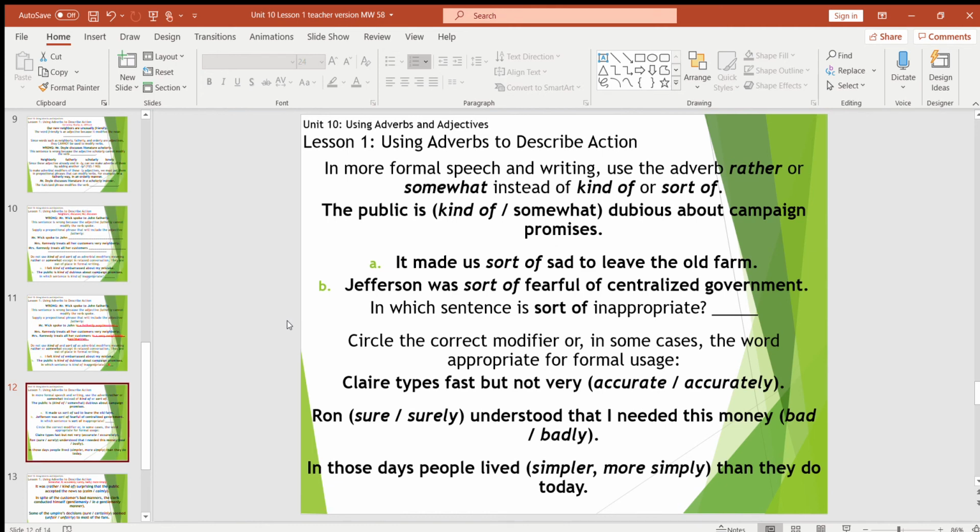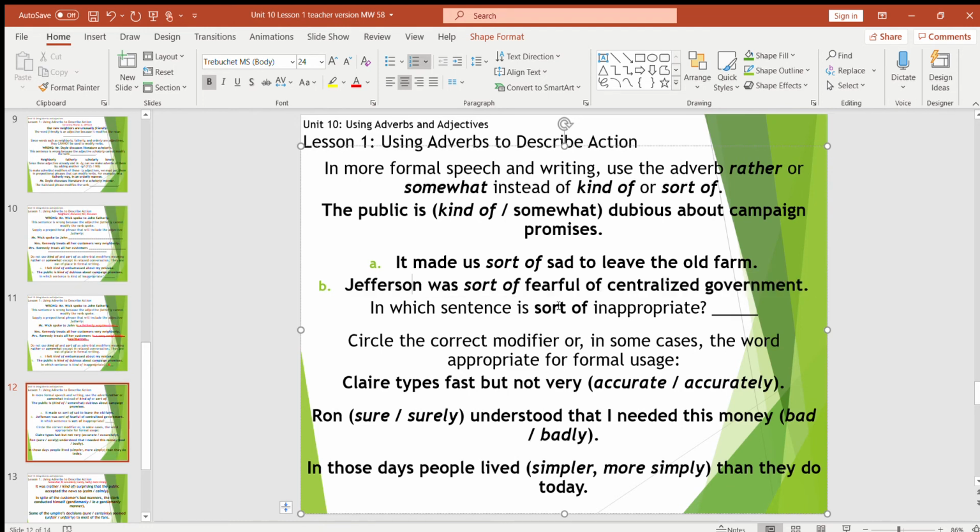You would say somewhat. It made us sort of sad to leave the old farm. Jefferson was sort of fearful of centralized government. Which sentence should sort of really probably be changed? B, right? He was rather fearful or somewhat fearful of centralized government.